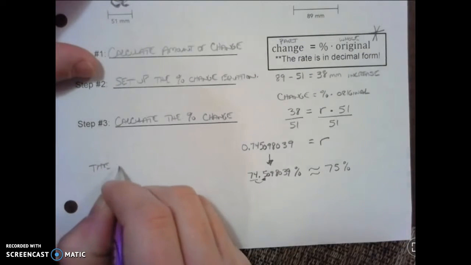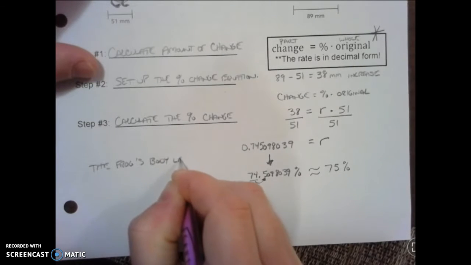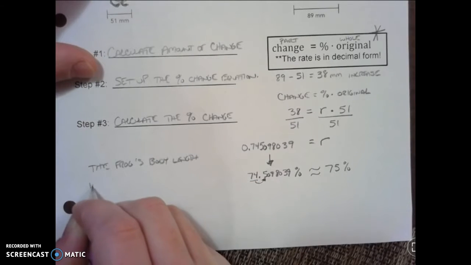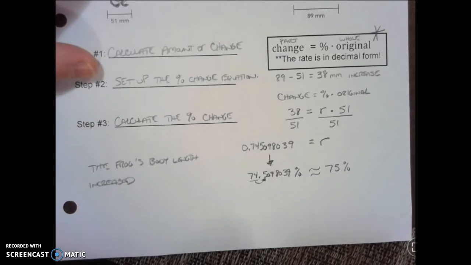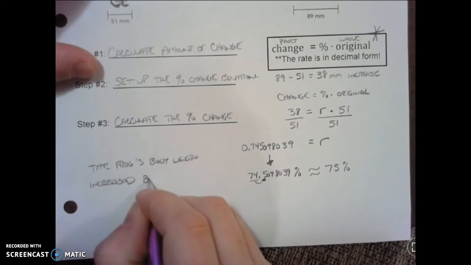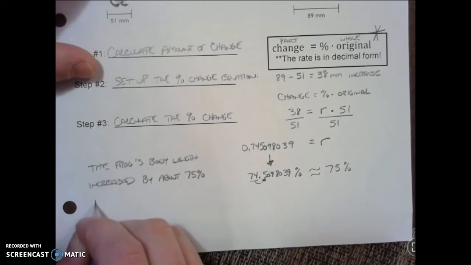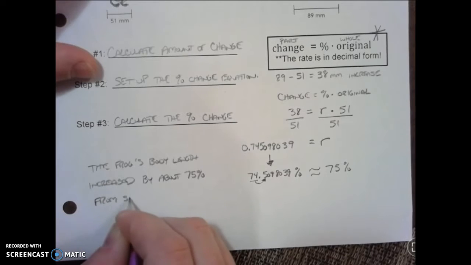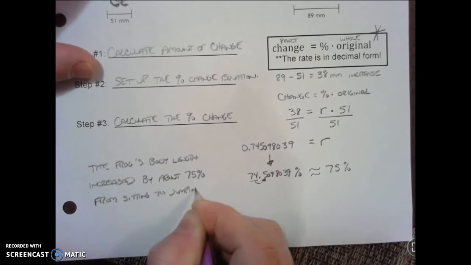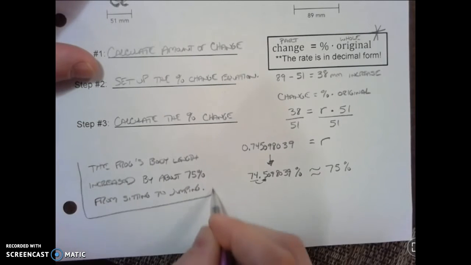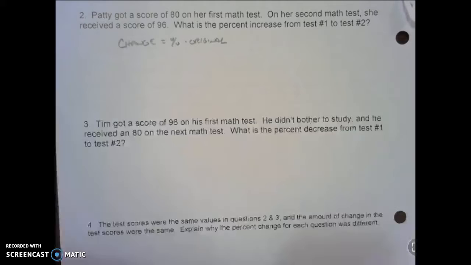And so now we can go ahead and answer the question by writing a sentence. We can say the frog's body length increased. Remember, it was 51 millimeters, then it went up to 89 millimeters, so it increased by about 75% from sitting to jumping. Okay, the frog's body length increased by about 75% from sitting to jumping.